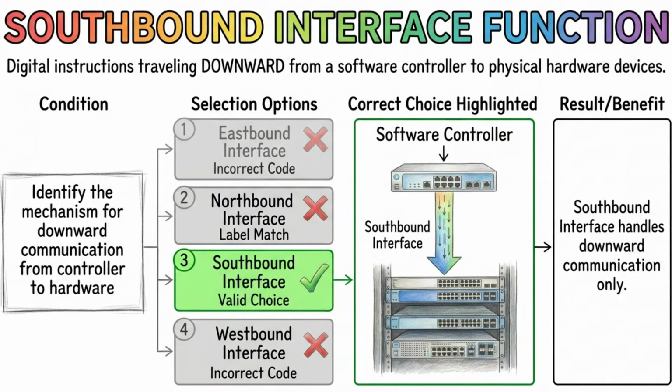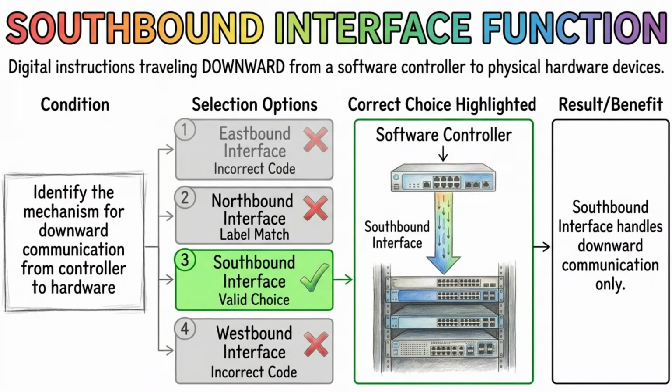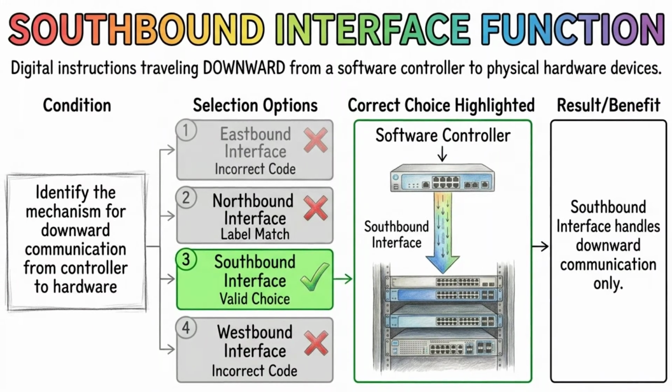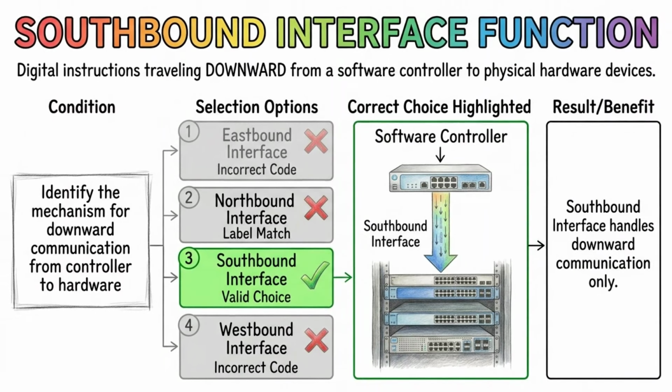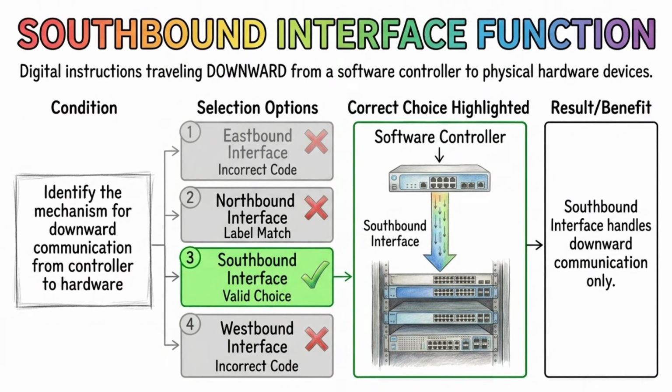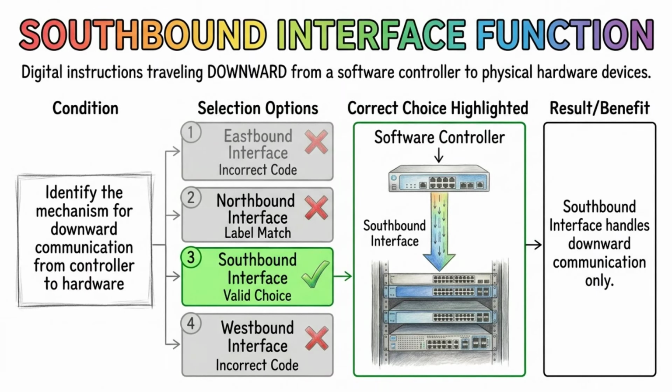For the central DNA Center controller to actually send these instructions down to the physical switches, they have to communicate using something called a southbound interface. The southbound interface is essentially the specialized digital language that travels downward from the software controller to the actual hardware devices sitting in the server racks.